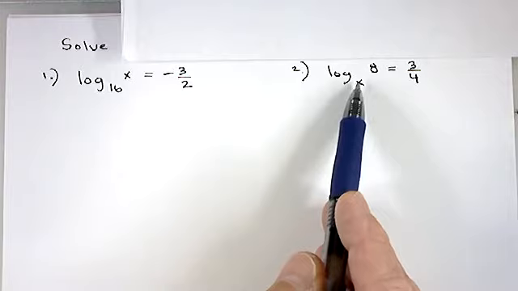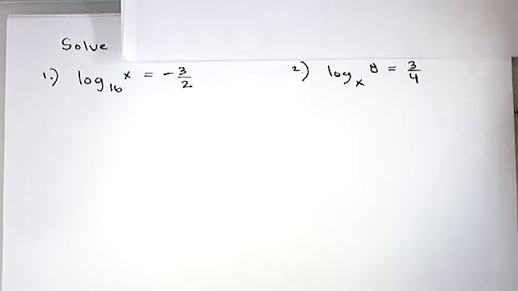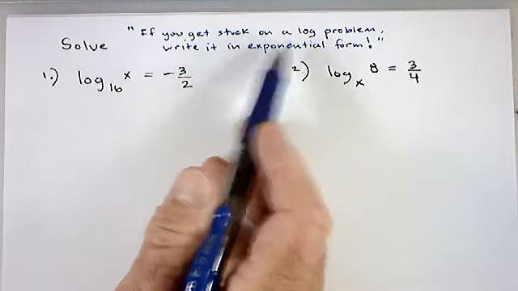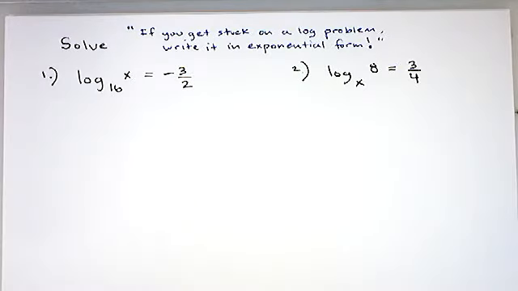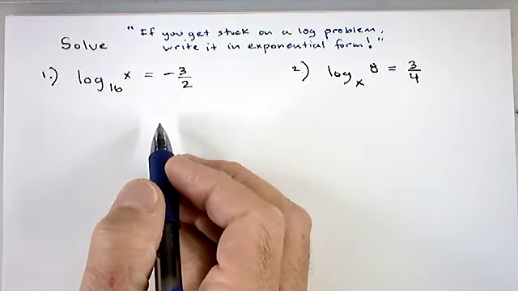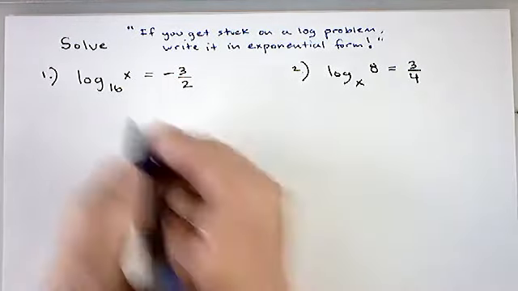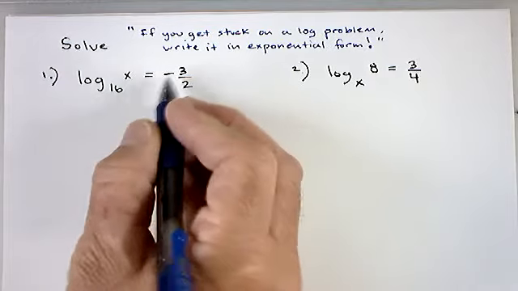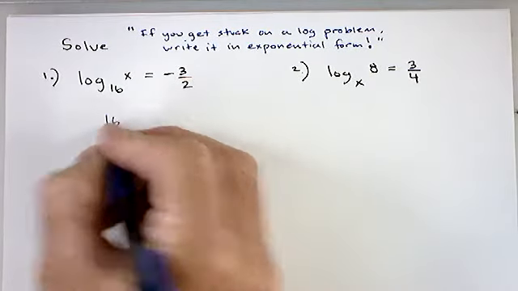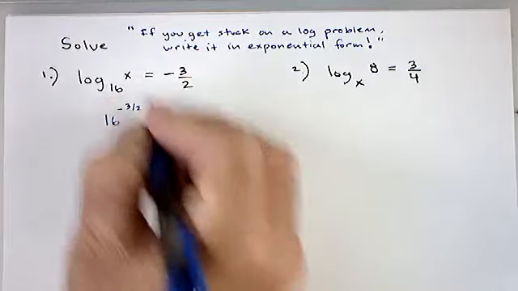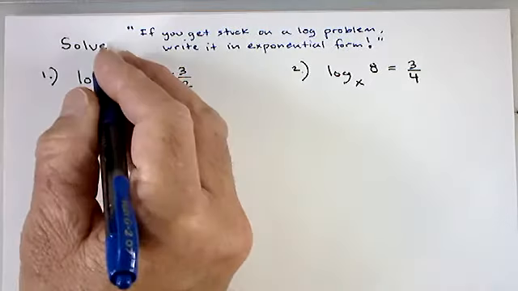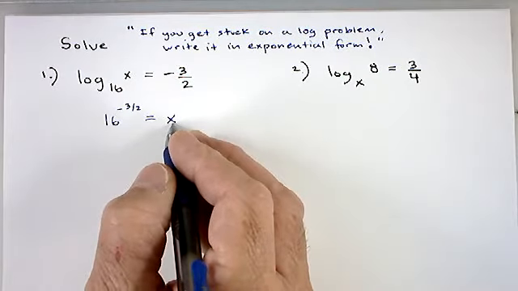Whenever you encounter a log problem, my standard response is, if you get stuck on a log problem, write it in exponential form. Remember that logs come from exponential equations, so you can always rewrite it in a different way. So for this first one, to write it in exponential form, it's the base, 16, to the power negative 3/2 equals what I'm taking the log of. So I've actually solved it for x just by putting it in exponential form.